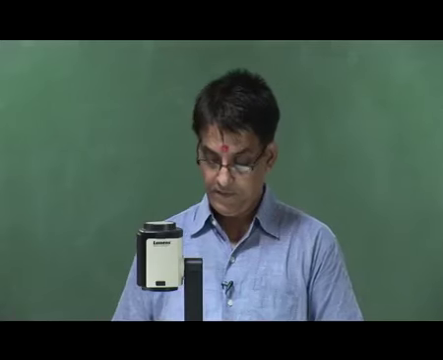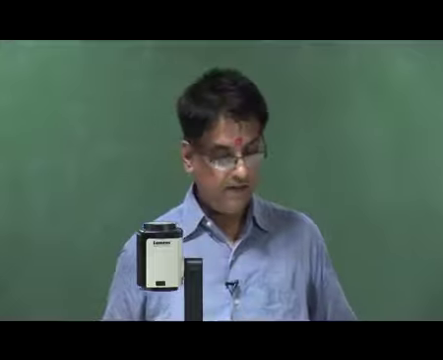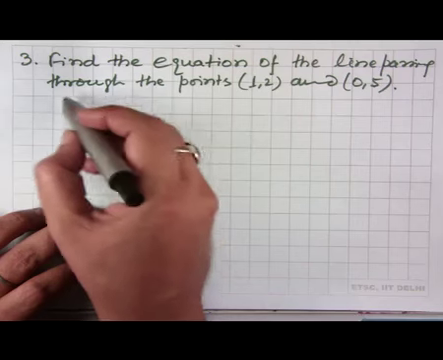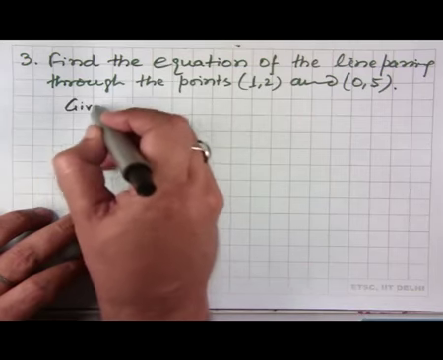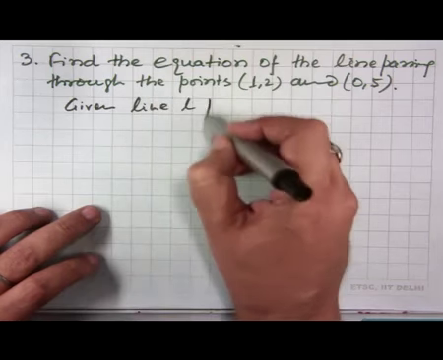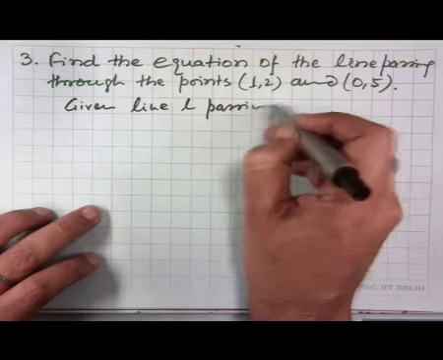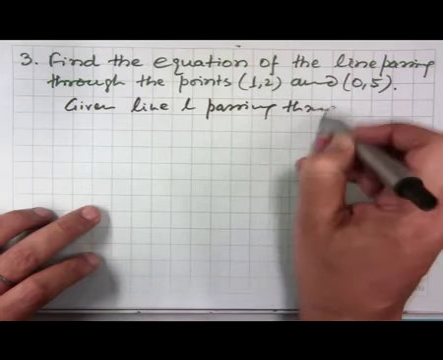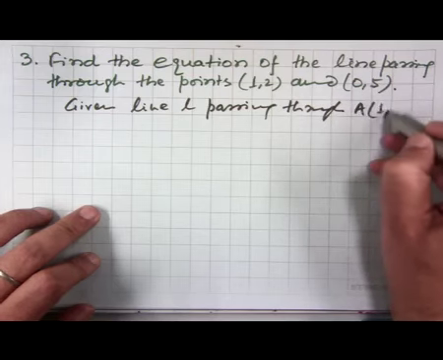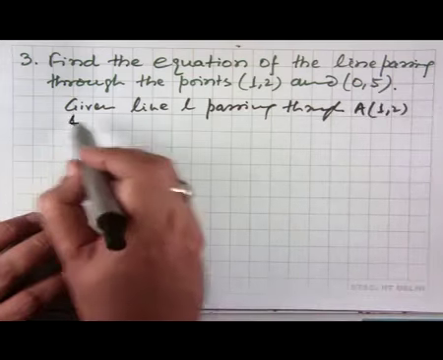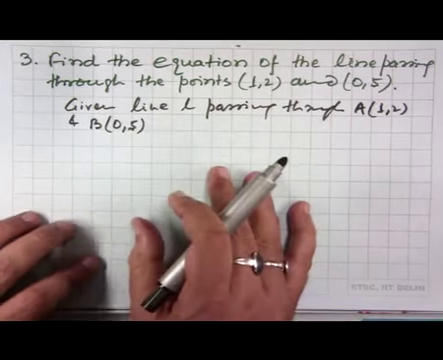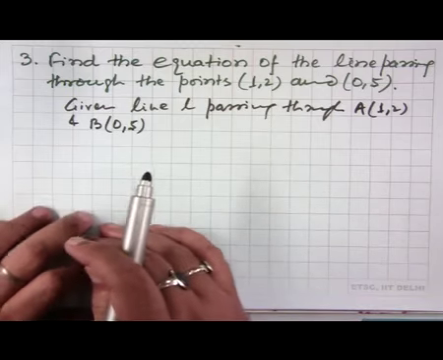Now, another example. That is, find the equation of the line passing through the points 1, 2 and 0, 5. Given line L passing through, say, A 1, 2 and B 0, 5. So we need the equation of line AB.